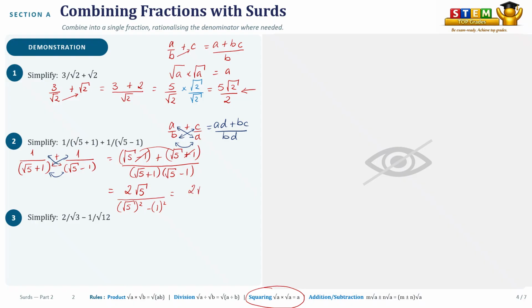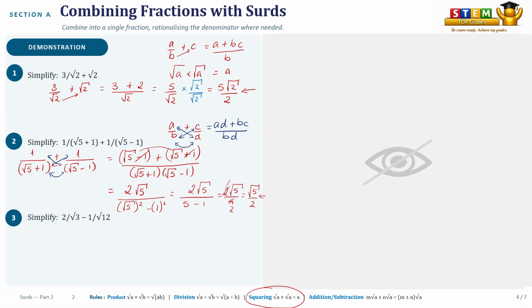That gives us 2 root 5 divided by 5 minus 1, which is in fact 4. So that's 2 root 5 over 4, and then we simplify it further, and that gives me half. So root 5 over 2, or half root 5. So that's the answer.